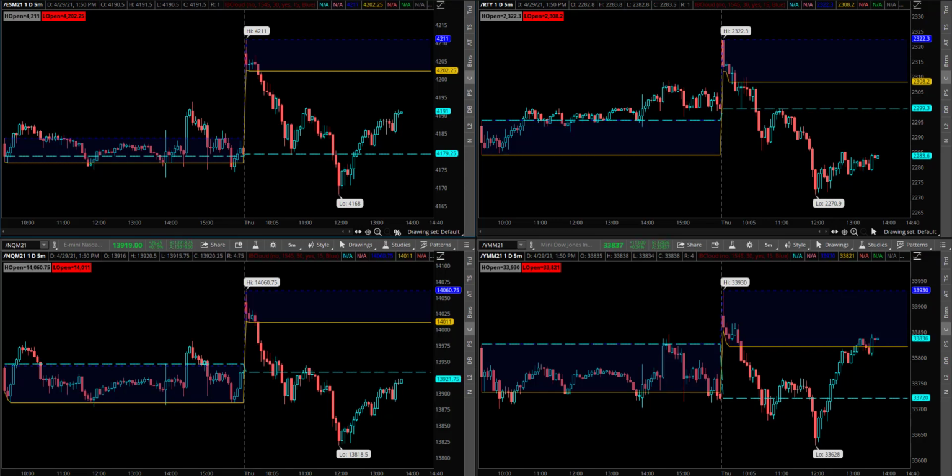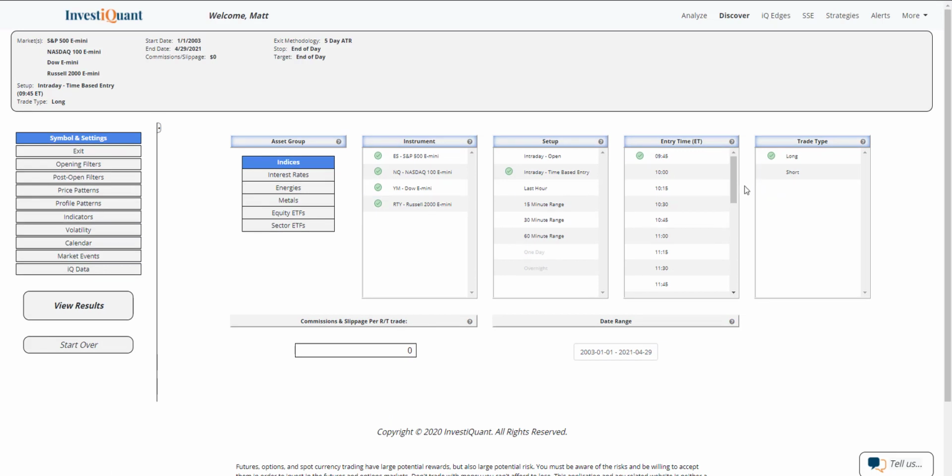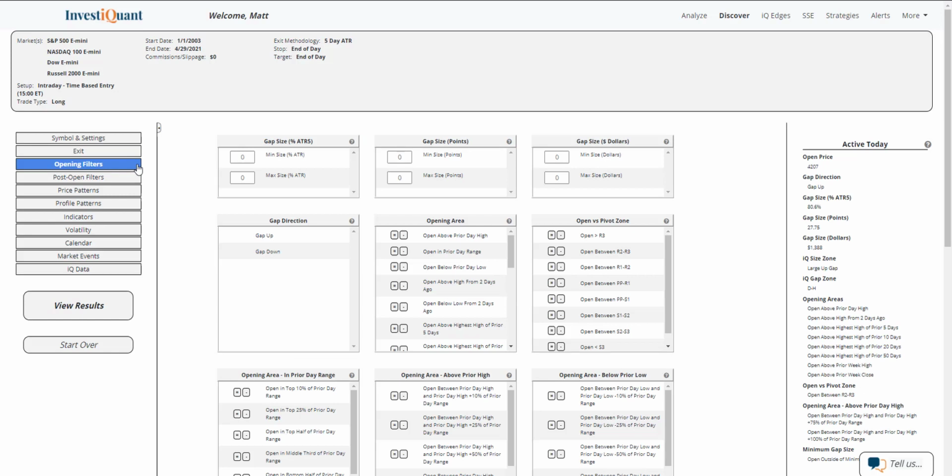We're trading down below the open, so it's forming a red candlestick that is an outside candle. So we're going to take a look at what that has led to historically as we approach the close. I'm going to go ahead and hop into Discover, load up all four instruments, and use a time-based entry that's getting long at 3 p.m. Eastern Time, exiting at the close of regular trading hours, which is 4:15 p.m. Eastern Time.